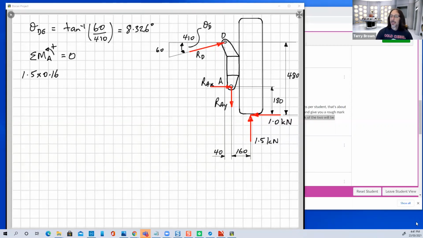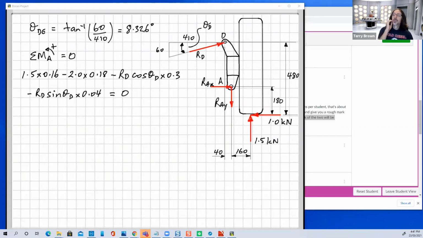So we'll have 1.5 times 0.16 going anti-clockwise about point A, so that's positive. I think this part probably should be okay for most people, so I'm going to go through pretty quickly with this just to give us a bit of time. I'll stop and let you absorb what I've written there, and then I'll allow you to ask some questions.